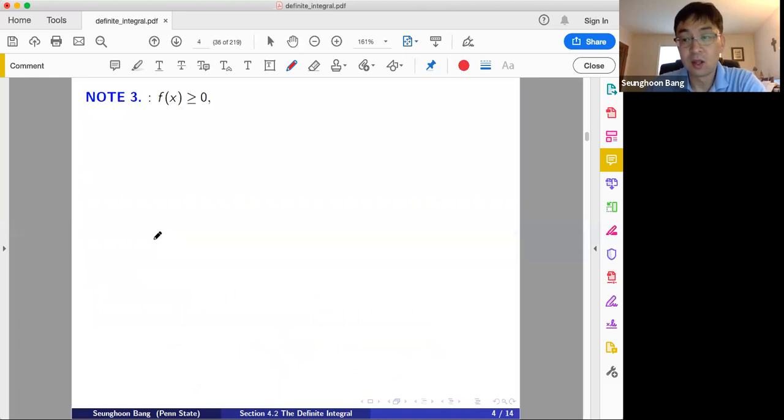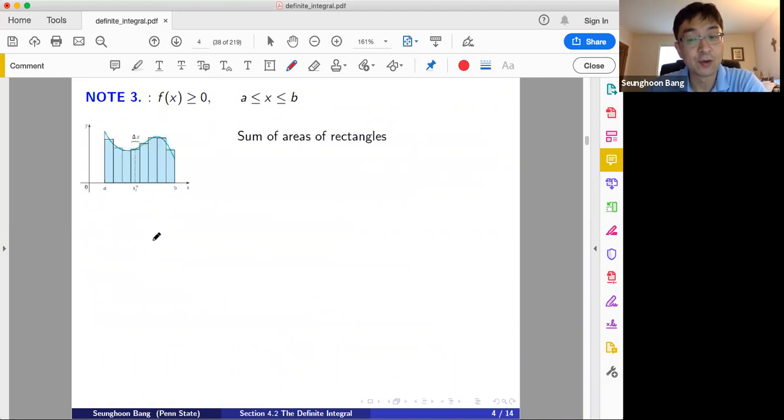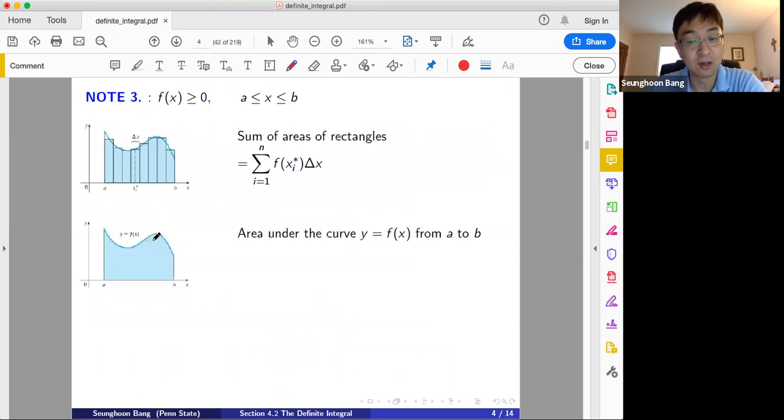The third one, f of x is positive, x is between a and b. What's that? You can use the sum of the areas of rectangles, like this one. Then take the limit, and the exact area is right here. The area under the curve is exactly the same as the definite integral. The area under the curve is exactly the same as in section 4.1.